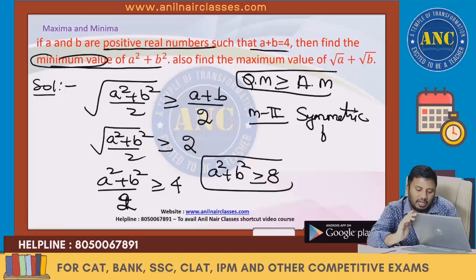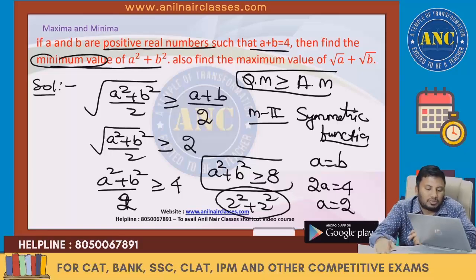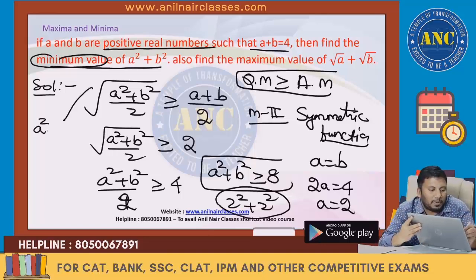It's a symmetric function. If it is a symmetric function, substitute a equivalent to b. 2a equivalent to 4, so a is 2, b is 2. 2 square plus 2 square is 4 plus 4. Answer is nothing but 8. This is for the question a square plus b square minimum value.